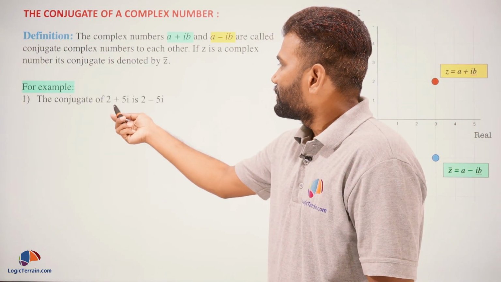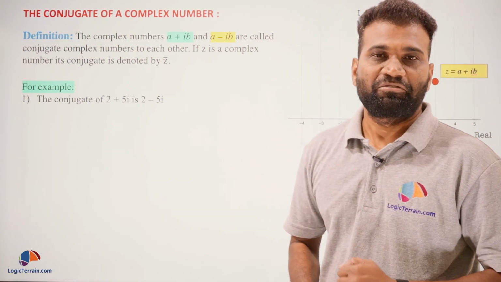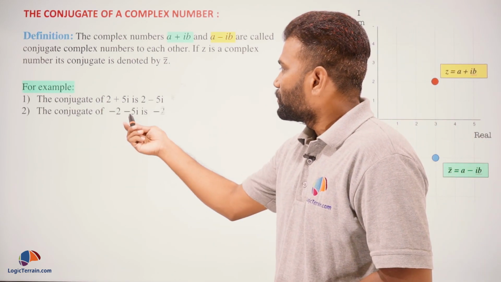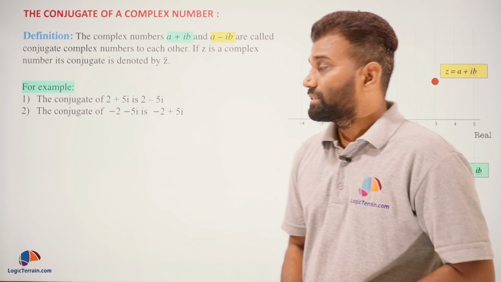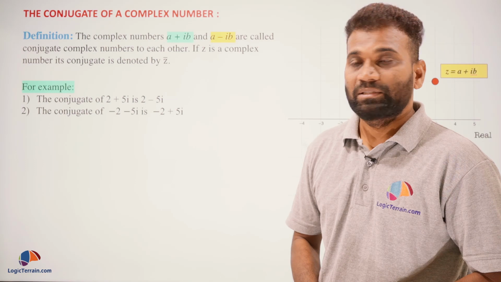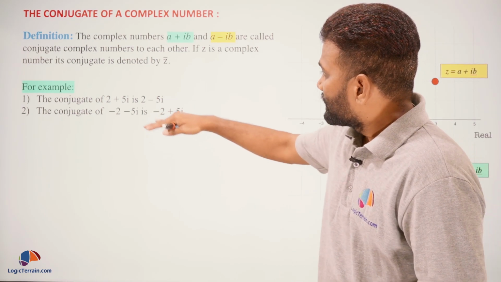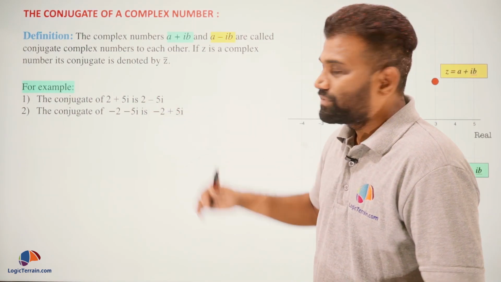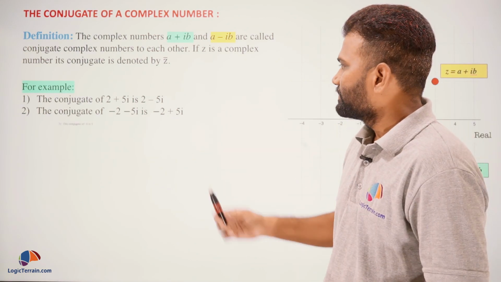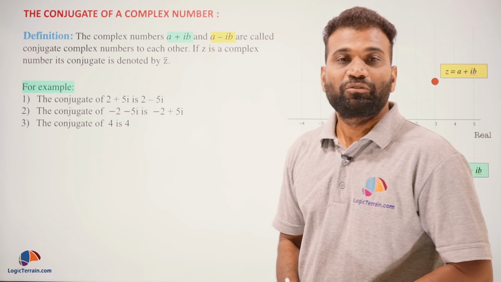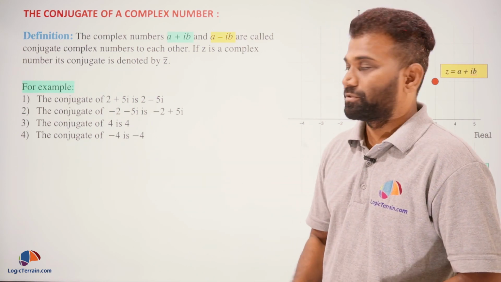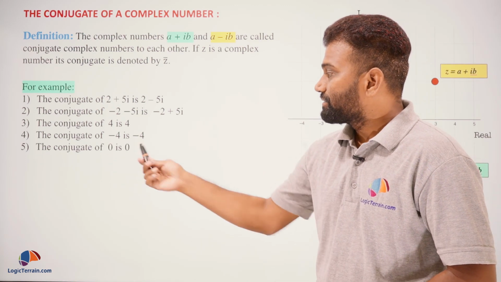The conjugate of 2 plus 5i is 2 minus 5i. The conjugate of negative 2 minus 5i is negative 2 plus 5i. So from these two examples, you can see that the sign is only changed for the imaginary part of the complex number. The conjugate of 4 is 4. The conjugate of negative 4 is negative 4. The conjugate of 0 is 0.